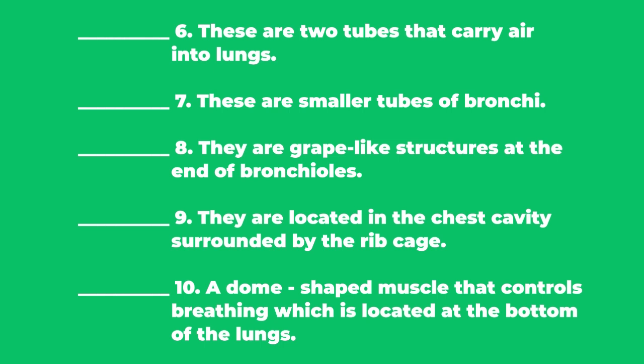Number 6. Bronchi. These are two tubes that carry air into the lungs. Number 7. Bronchioles. These are smaller tubes of bronchi. Number 8. Alveoli. They are grape-like structures at the end of bronchioles. Number 9. Lungs. They are located in the chest cavity surrounded by the rib cage. And number 10. Diaphragm, a dome-shaped muscle that controls breathing, which is located at the bottom of the lungs.